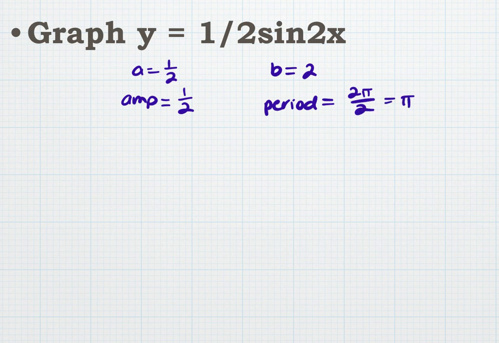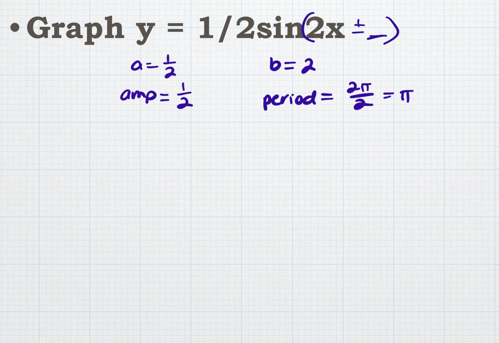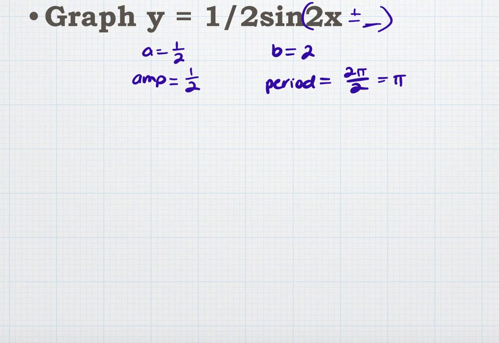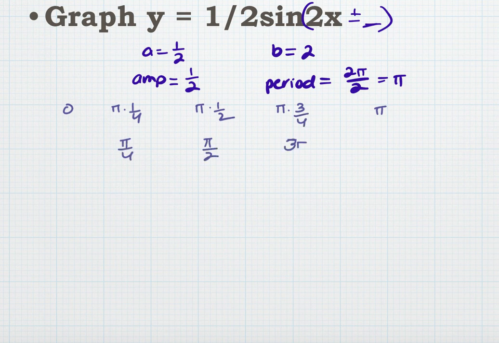There, again, there's nothing adding or subtracting inside the parentheses. It would be here. That's what's going to cause a phase shift. We're going to get to that. But there's nothing right now. So I take my period and I find my key points. The first one is 0. The last one is pi. And then I get pi times a fourth, pi times a half, pi times 3/4, which is pi over 4, pi over 2, 3 pi over 4. Last one's pi, first one's 0. And then I have 1, 2, 3, 4, 5 key points.